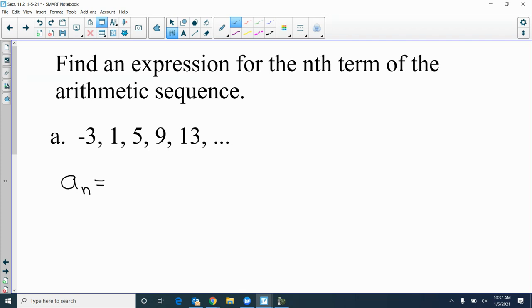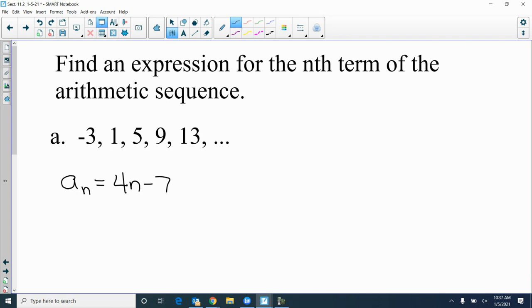This has got to be like when you plug in n equals 1, you got -3. You plug in 1. Got it yet? Yes. What do you got? 4n minus 7. We talked about if it increases by a constant amount, there's a 4n in there. When I plug in 1, I got to get back -3, so I got to subtract 7 to get that to work. 4 times 2 is 8, 8 minus 7 is 1. That would be your expression for the nth term.